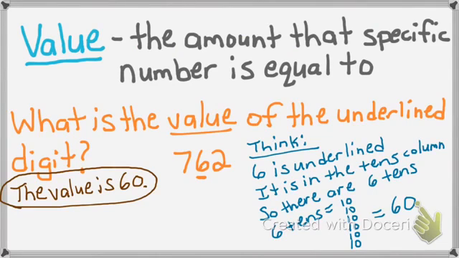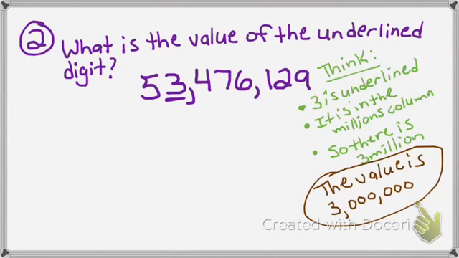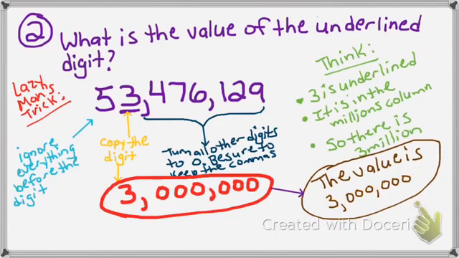So sometimes you're given a number and asked to find the value of the underlined digit. In this case, the 6 was underlined. Okay, if the 6 is underlined, I can find the value by saying, what place value column is it in? The 6 is in the tens place value column, so 6 tens equals 60. Therefore, the value is 60. In this case, the 3 was in the millions column, so the value was 3 million.